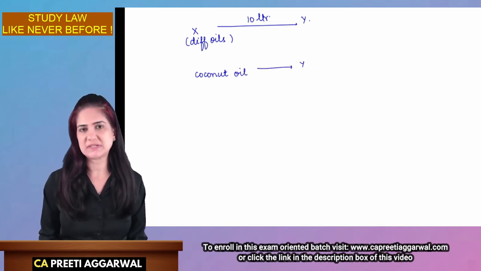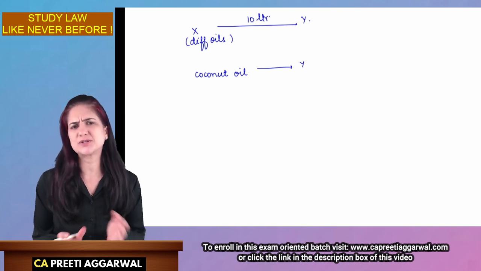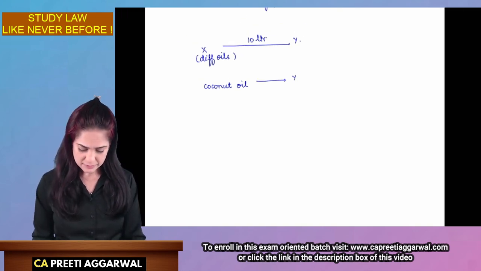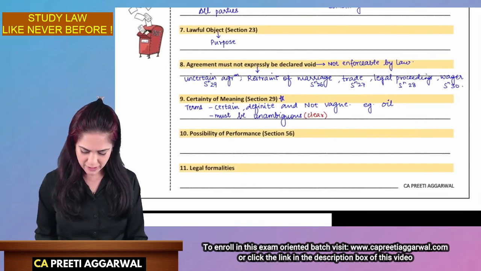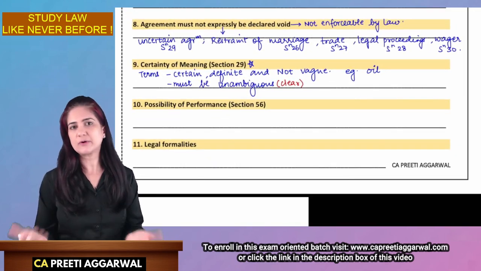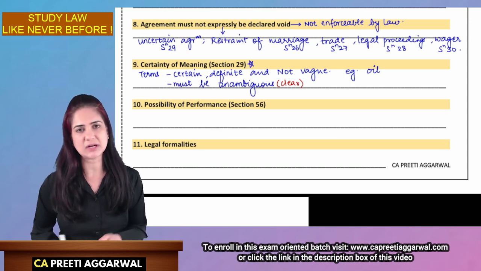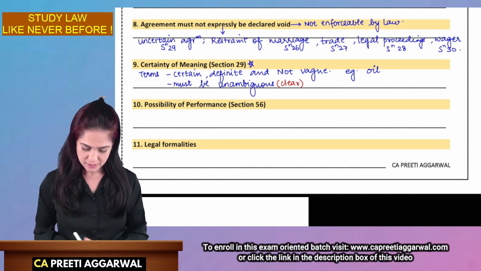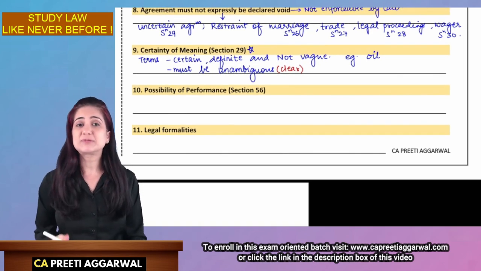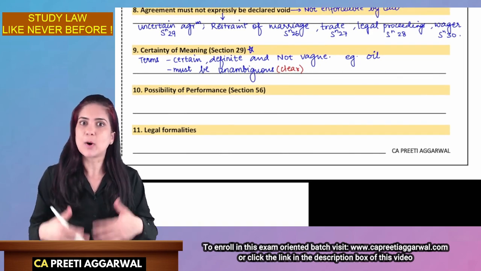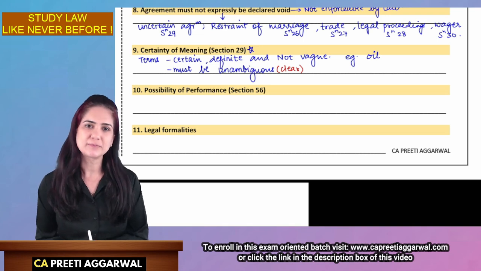Then you need not specify the kind of oil, then it is understood. Okay. So example oil, because if a question is asked in the exam on this, 99% it will be on this example only. The contract must be capable. It must be possible of being performed.